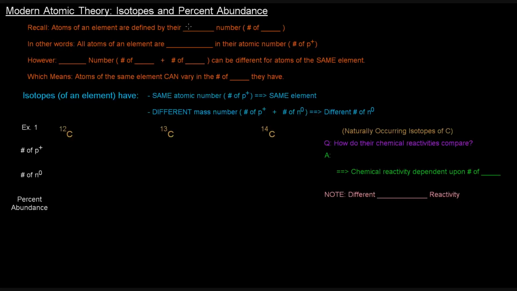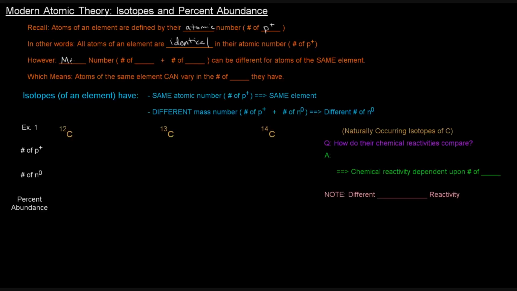So next up, if you recall, we said that atoms of an element are defined by their atomic number, which was the number of protons that atom contained. In other words, all atoms of an element are identical in their atomic number and the number of protons, right?